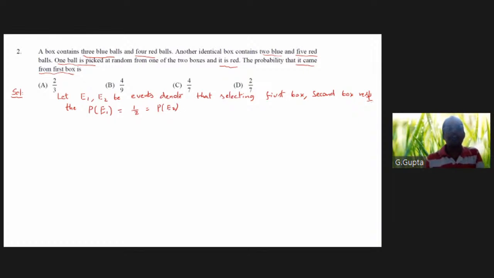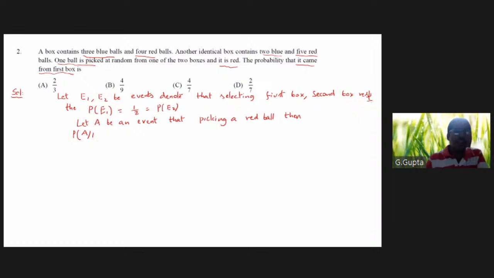Now, what is the arbitrary event? Picking a ball, and it is found to be red. Let A be the event that a red ball is picked. The red ball belongs to either box 1 or box 2, it is not mentioned. Please observe the intermediate steps, they are important.